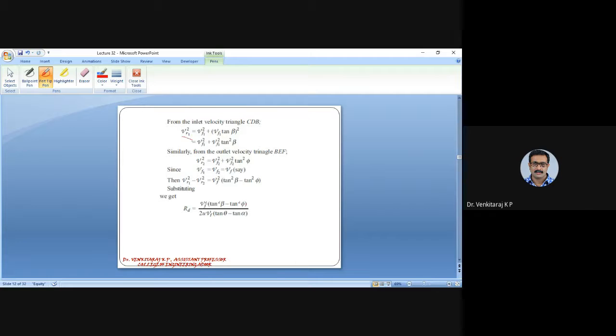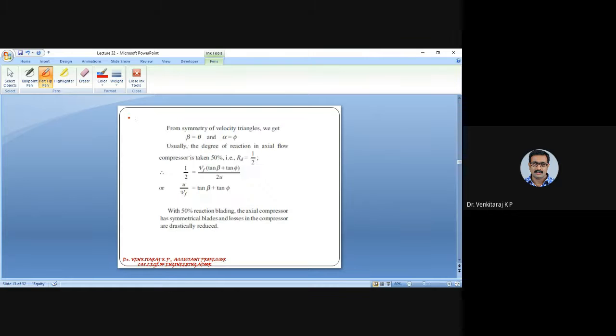So with those relations you can obtain VR1 square and VR2 square from the two velocity triangles, and finally have one equation for degree of reaction, another equation. If the flow velocity component and U values are given and these angles are also known, then you can use this relation to calculate the degree of reaction. That you can further simplify by assuming the velocity triangles as symmetric.